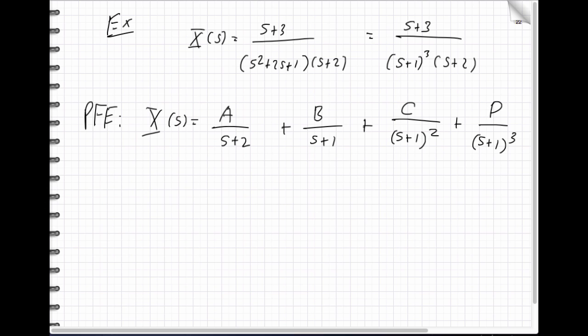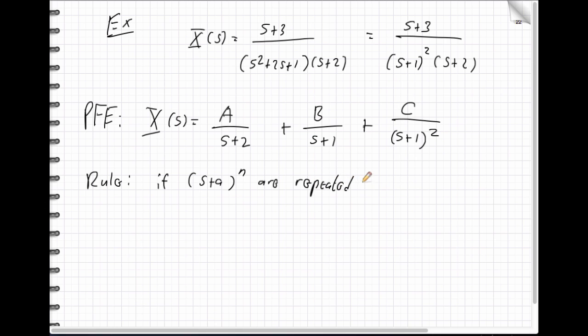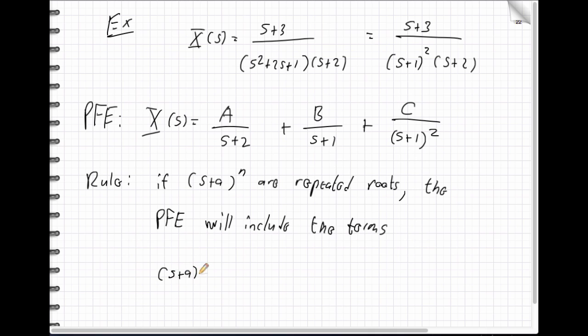Sorry, I got distracted there for a second. I'm going to erase that just so you can see, and we're back to the original problem. I'm going to write down a rule: if s plus a to the power n are repeated roots, the partial fraction expansion will include the terms s plus a, s plus a squared, all the way to s plus a to the power n. Just what I was trying to say up here.